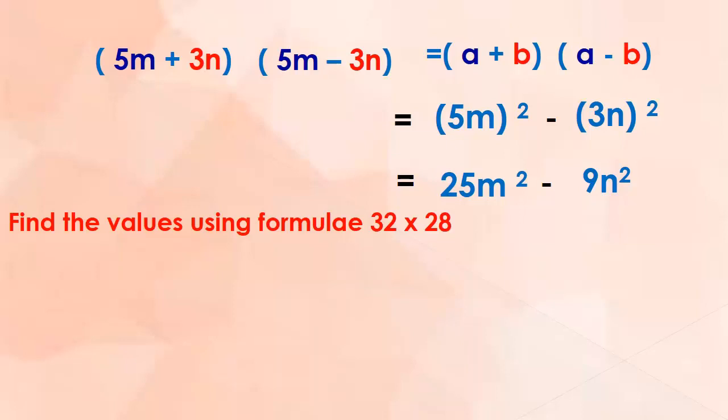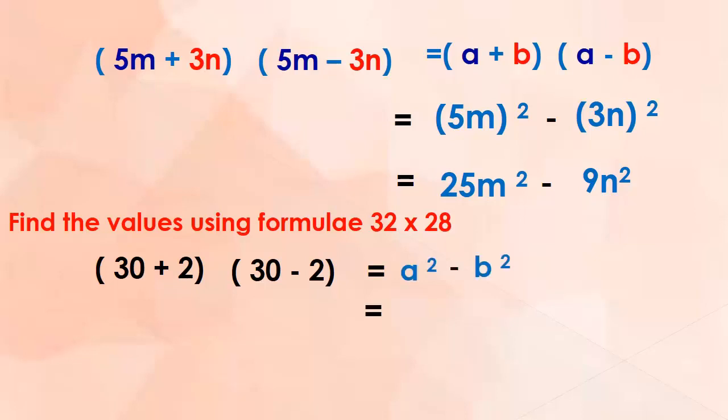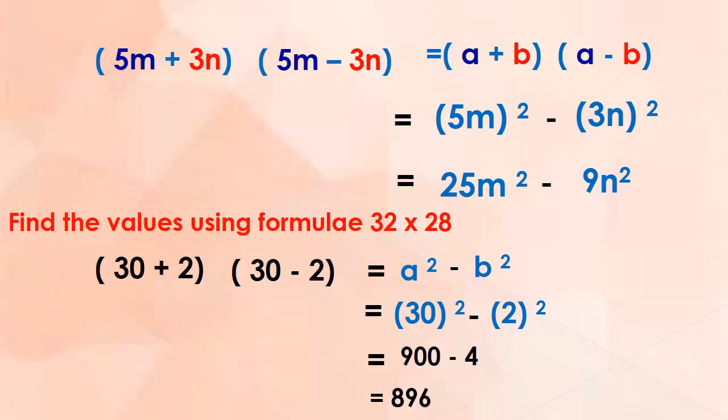Now the next, find the values using the formula. 32 and 28, we have to find one common number in which if you add any one number or subtract, you will get the desired number. So this is 30 plus 2, 32. 30 minus 2 is 28. This is again a plus b into a minus b. So we'll do the a square minus b square formula. So 30 square minus 2 square. 30 square, if you don't know, 3 square is 9, put 2 zeros. So 900 minus 4, and that is 896.